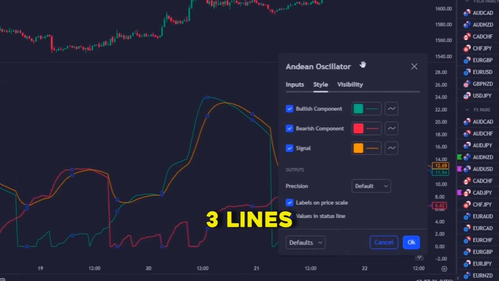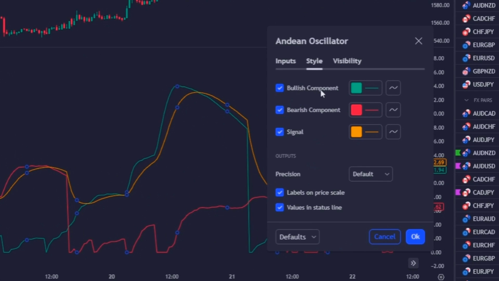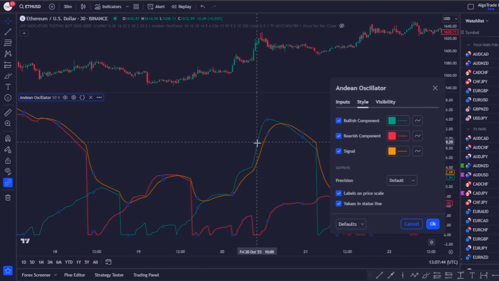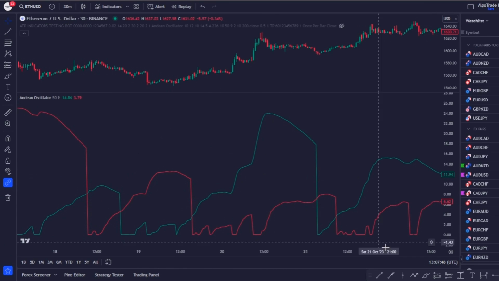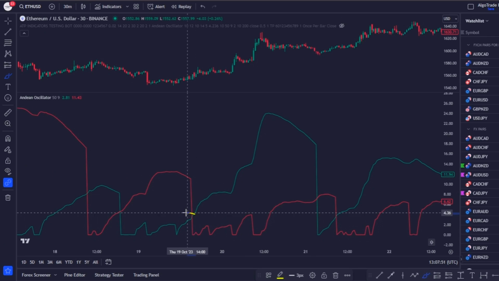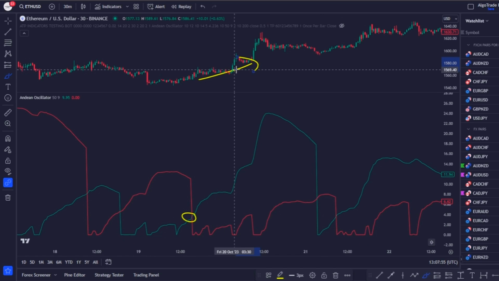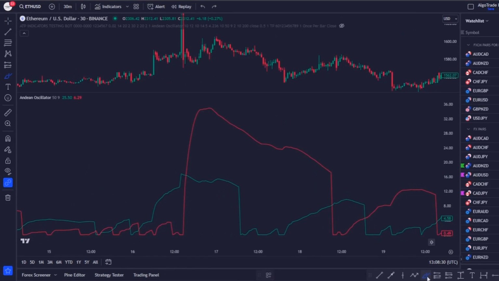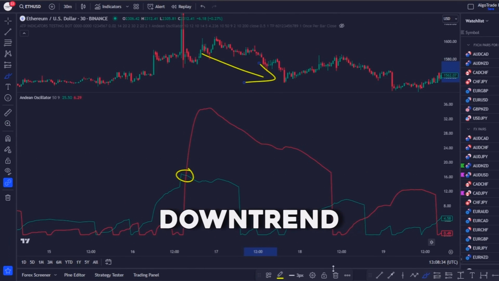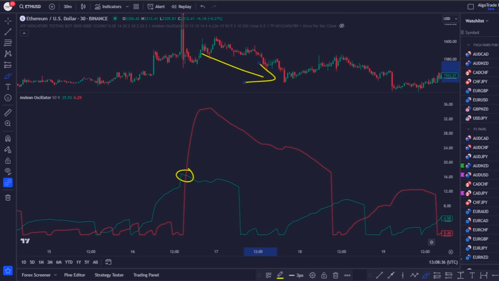It is formed by 3 lines: the green one, which is the bullish line, the red one, which is the bearish line, and the yellow one, which is the signal line. The easiest way to use this indicator is without the signal line, in a way that when the bull line is over the bear, the market is on an uptrend, and we can expect new higher highs. And when the bearish line is over the bullish, the market is mainly on a downtrend, and so we can expect new lower lows.